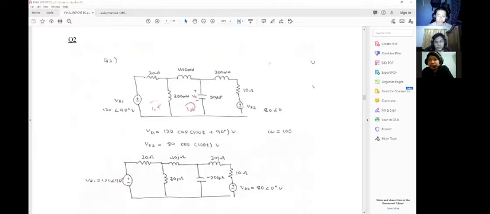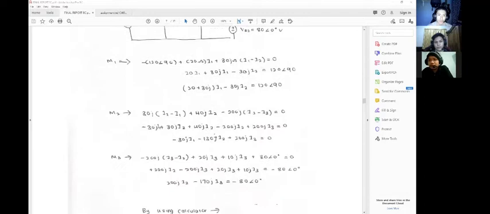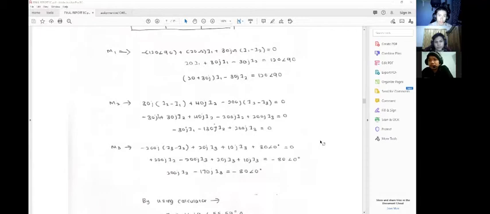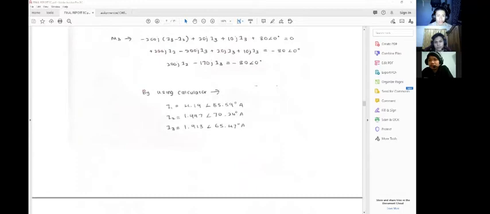Given the circuit, the first step is I'm using mesh analysis to find the current in each loop. Since there are three meshes, three loops, there are three mesh currents that need to be calculated. By using a calculator, I'll solve the equations. I'll get I1 is equal to 4.19 angle 55.59 ampere, I2 is 1.997 angle 70.24, and I3 is 1.913 angle 65.47 ampere.